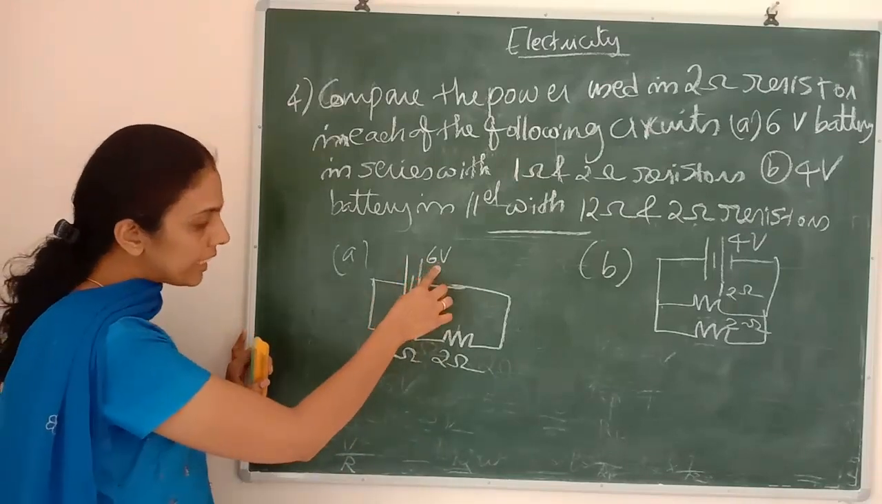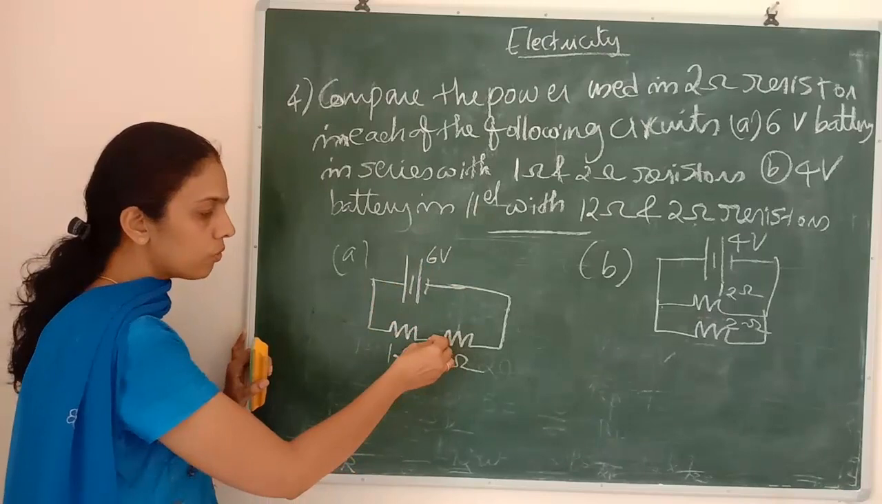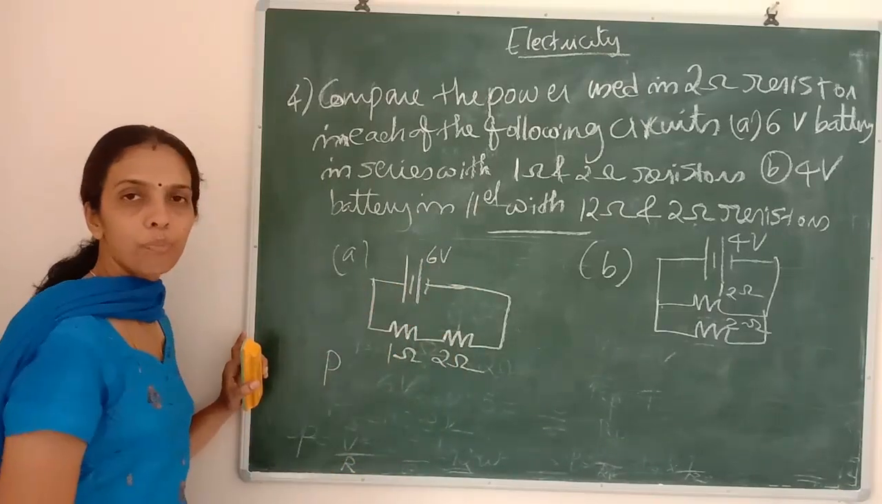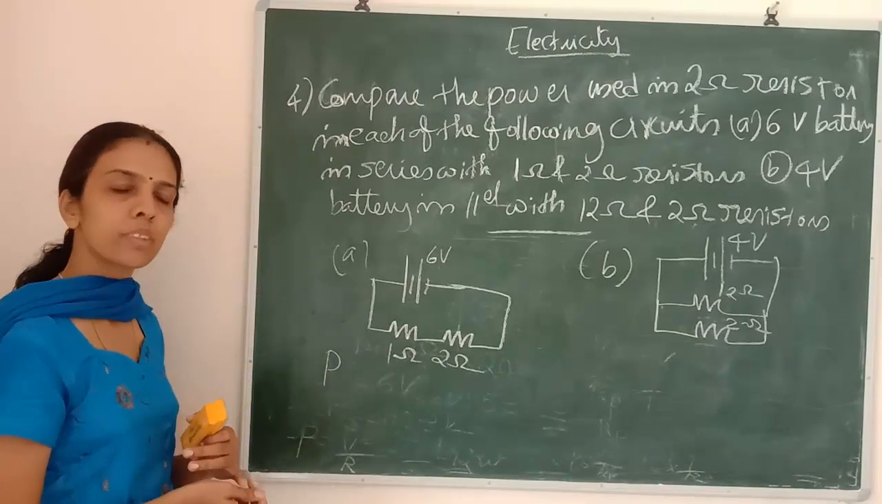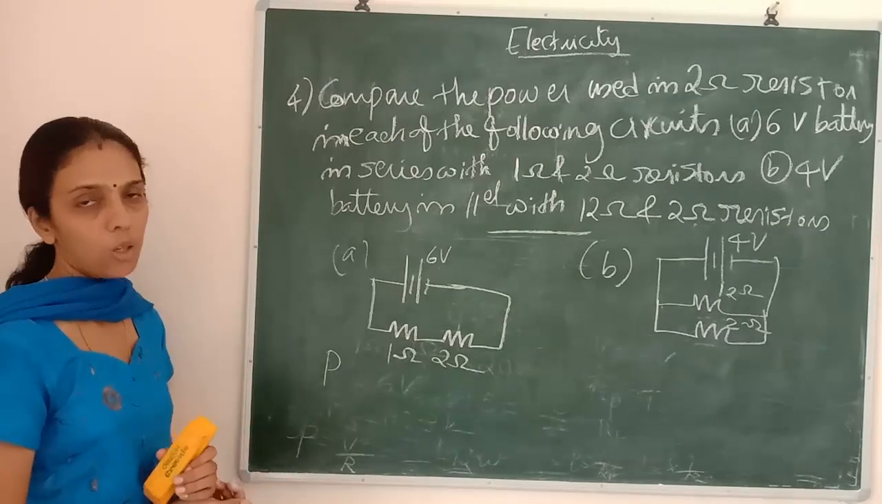Here voltage and resistors are given. So first we should find out the power across the 2 ohm. Power, what is the formula? V into I is there. V square by R is there. I square R is also there.